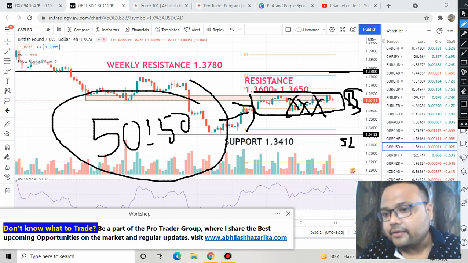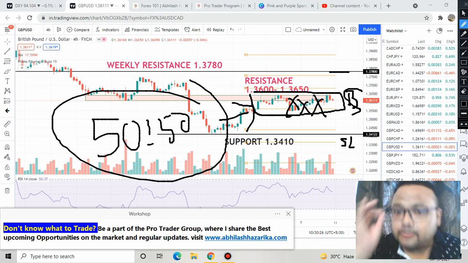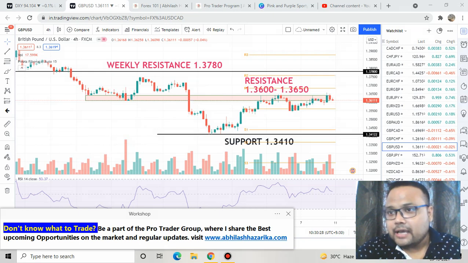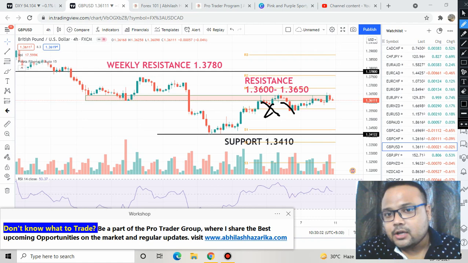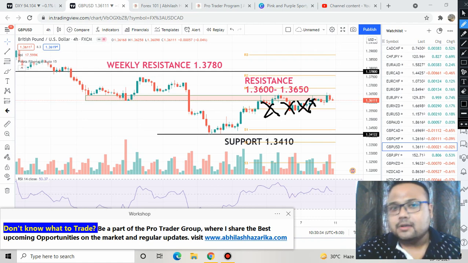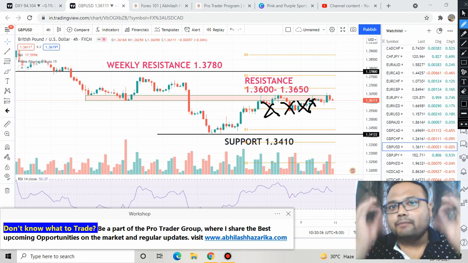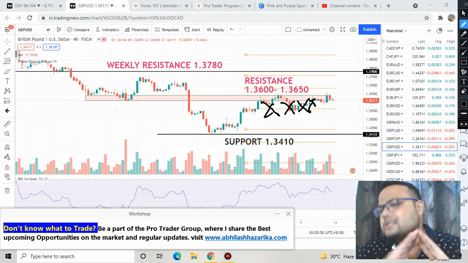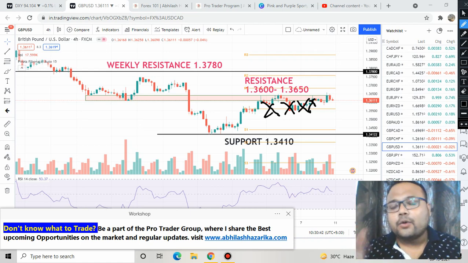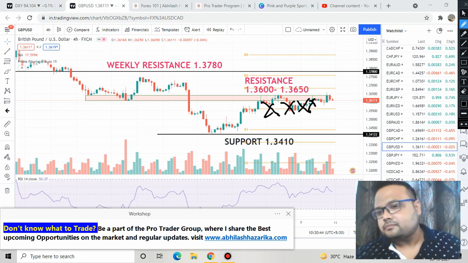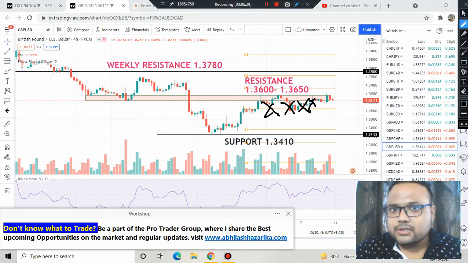So my dear friend, don't do anything on GBP USD as long as it is trading like this. Because if you love your hard-earned money, then please do not trade on GBP USD, because there is no movement in the market. If there is no movement in the market, how can you make money, isn't it? So keep your eyes on DXY.